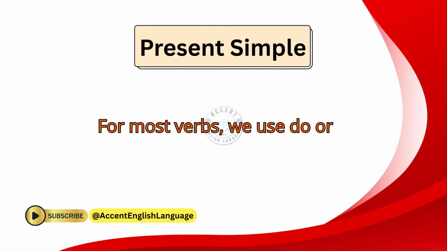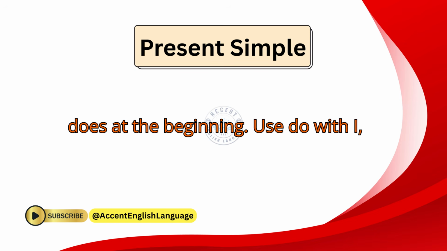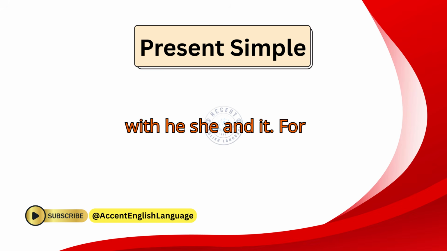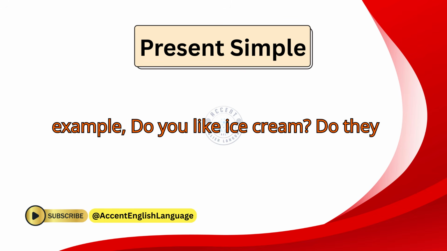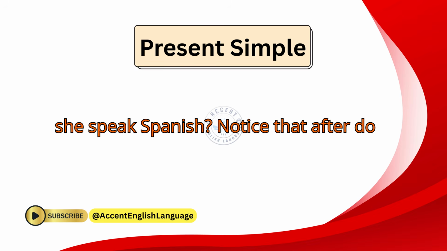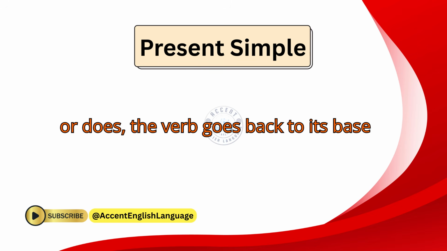For most verbs, we use do or does at the beginning. Use do with I, you, we, and they. Use does with he, she, and it. For example, do you like ice cream? Do they play tennis? Does he work here? Does she speak Spanish? Notice that after do or does, the verb goes back to its base form.